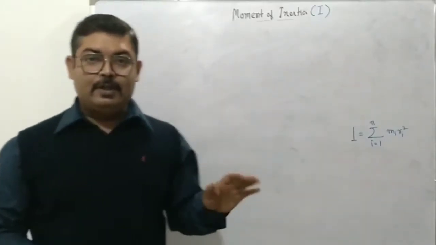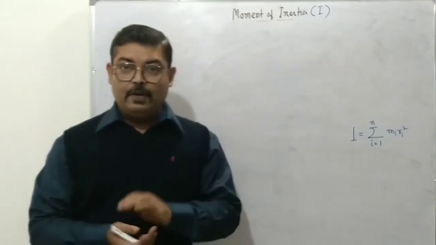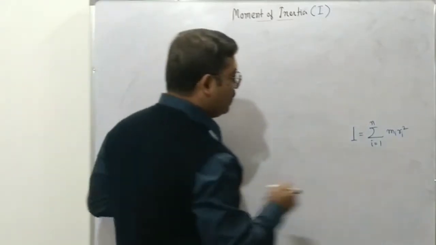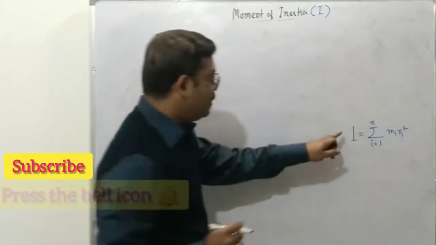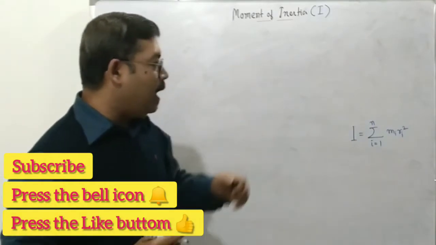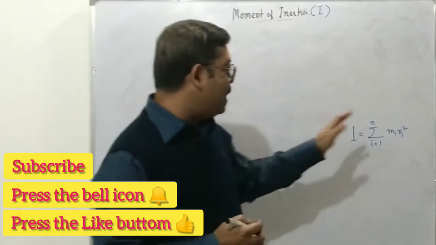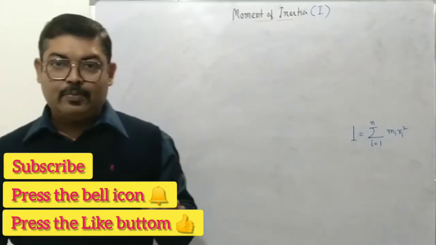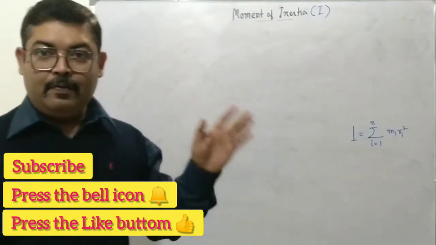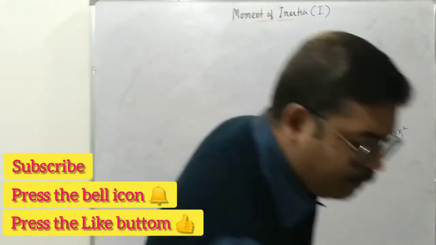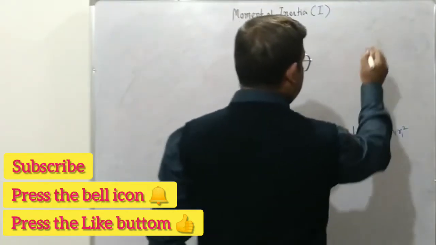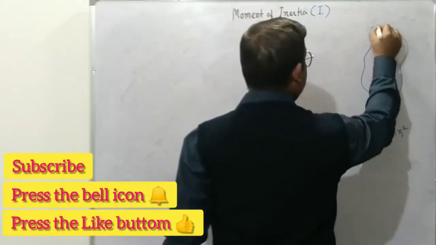Today we will be continuing our discussion of moment of inertia. In our previous video, what we had seen is that moment of inertia was given by this expression I equal to summation i to n m_i r_i square, where m_i's are the masses of different mass points and r_i's are their respective position vectors.